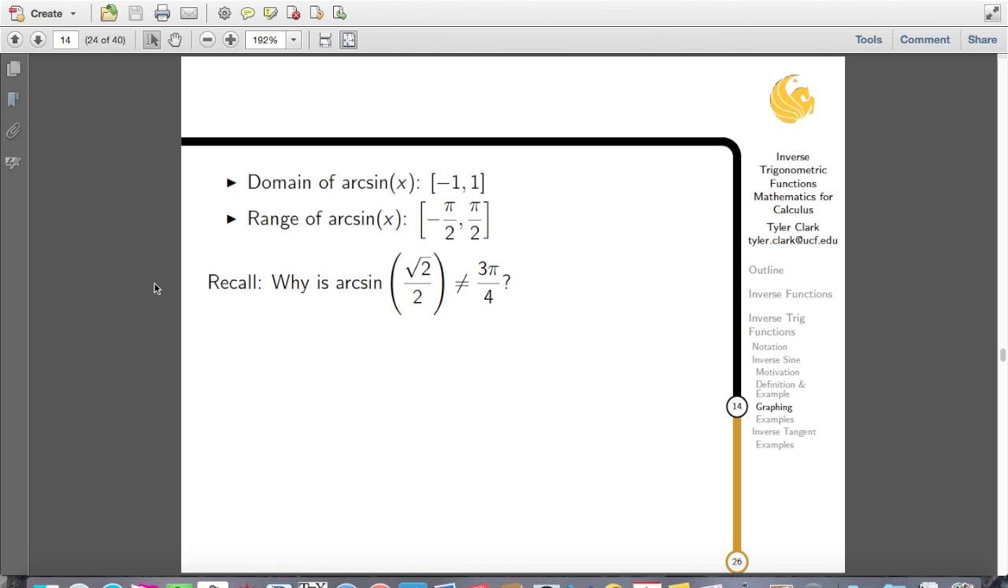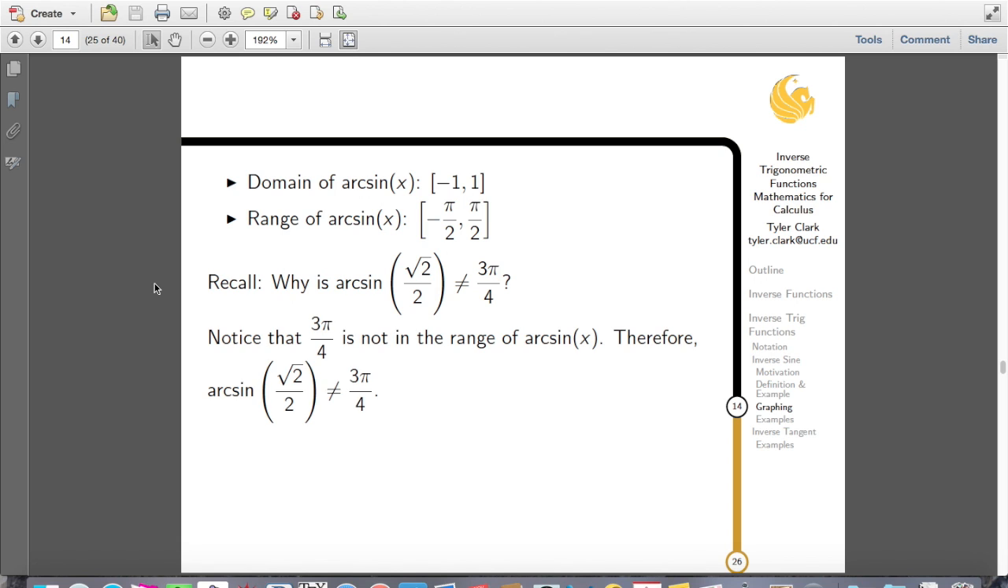Now, going back to that question, why is the arcsine of square root of 2/2 not equal to 3 pi/4? Well, notice that 3 pi/4 is a little bit bigger than pi/2. So 3 pi/4 is not in the range of the arcsine function. So we can't have that the arcsine of square root 2/2 is 3 pi/4, because 3 pi/4 is not in the range of that arcsine.